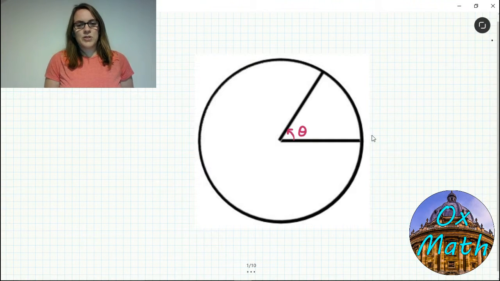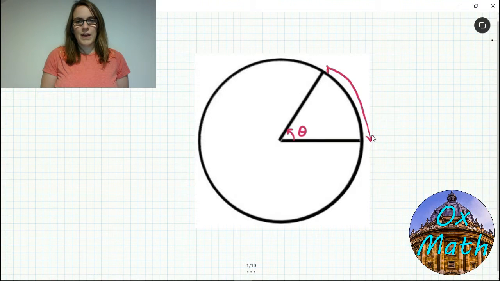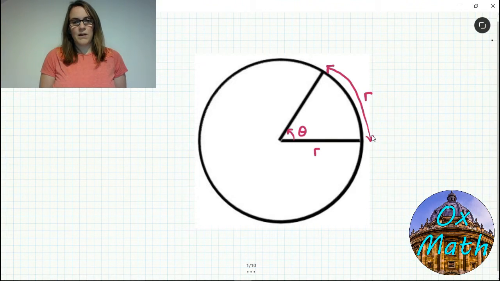So as I've mentioned, we could measure this with a protractor in degrees, but another way of measuring it would be to measure the arc length around the edge of the circle in terms of the radius. So in this case, if we call the radius r, in this diagram, this arc length here is actually also equal to r. So we could say that this angle holds an arc length of 1 radius.